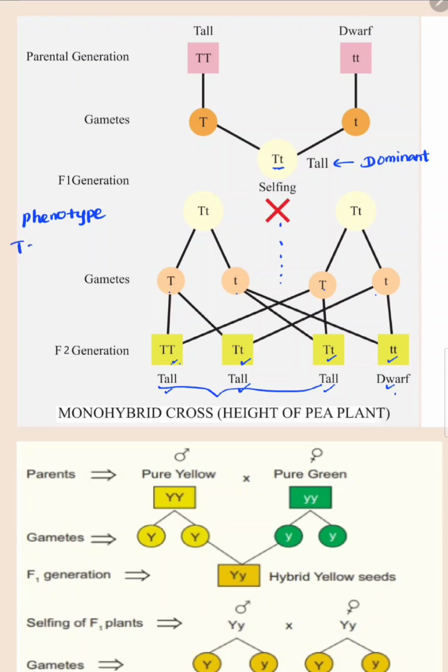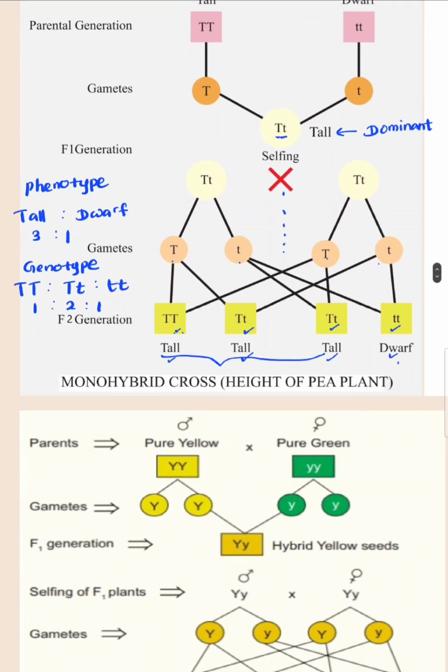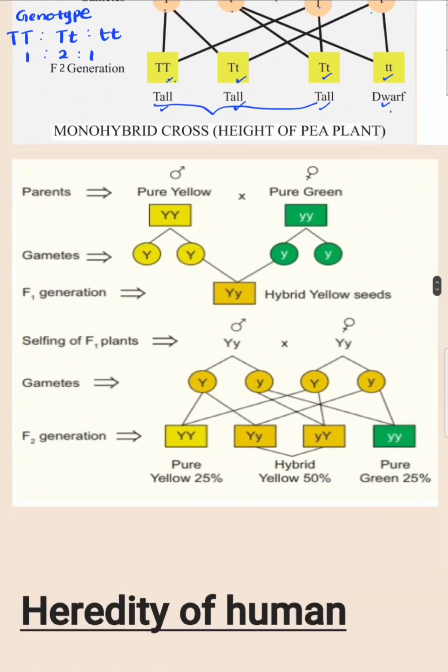So externally you can see tall plants and dwarf plants in a 3:1 ratio. It is the phenotype. Genotype is the gene composition. You can get capital T, capital T flowers, capital T, simple T flowers and simple T, simple T flowers in a 1:2:1 ratio. It is the genotype. You have to write it as a ratio when you are writing genotypes and phenotypes.